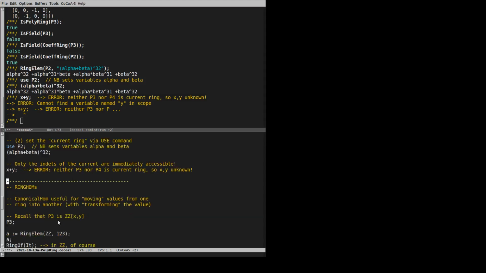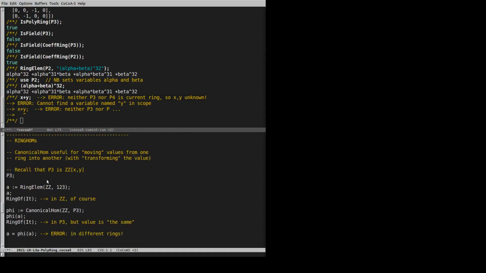So it's just a little bit about rings. Ring homomorphisms. Again, we've seen something about this before. Quite a useful function is canonical hom. If there is a canonical homomorphism from one ring to another, then canonical hom is generally able to build it for you. It's not perfect, but it works in many cases. And it can be useful if you want to move a value from one ring to another one, in some sense without really transforming it, because we've seen before that ring homomorphisms can do quite general transformations.